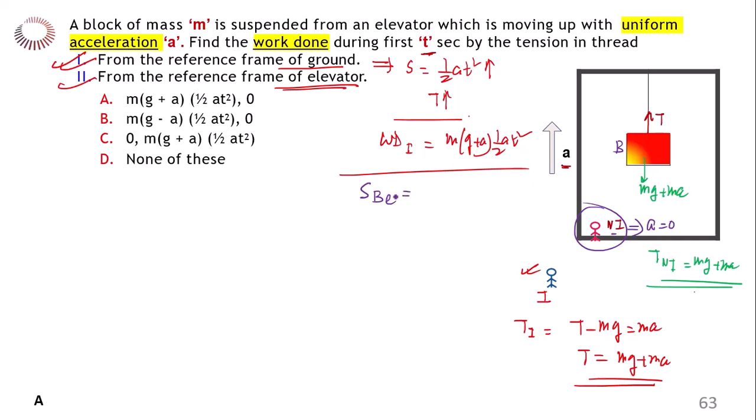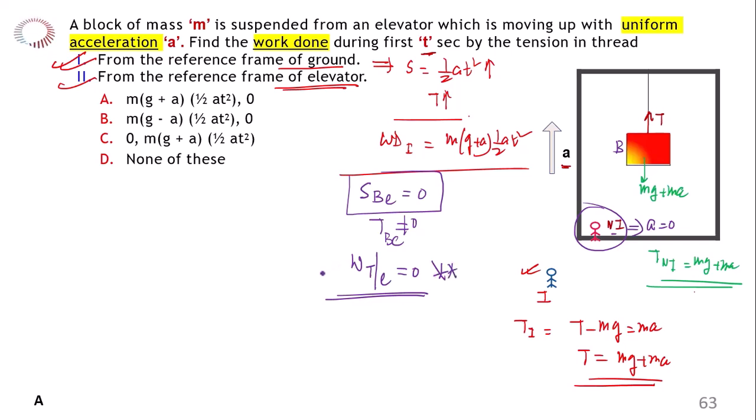should be equal to how much? That should be equal to 0. Why? Because there is no acceleration, because it is half at square, which means 0. So the displacement is 0, but tension is not equal to 0. Tension on the block with respect to the person in the elevator is not equal to 0. So that means the work done by the tension with respect to the elevator person is equal to 0. Understood? This is very, very important.